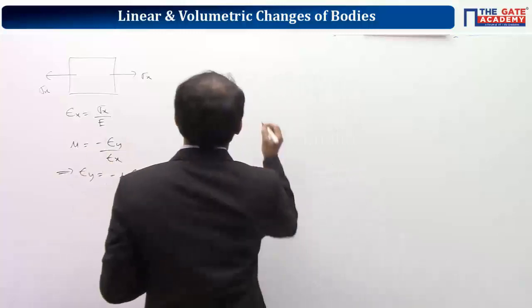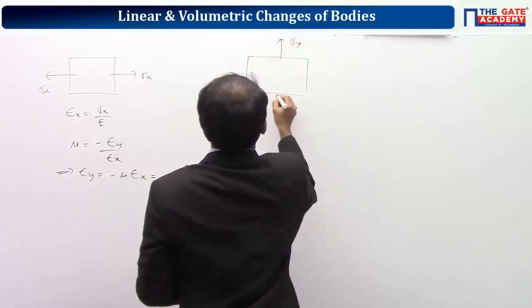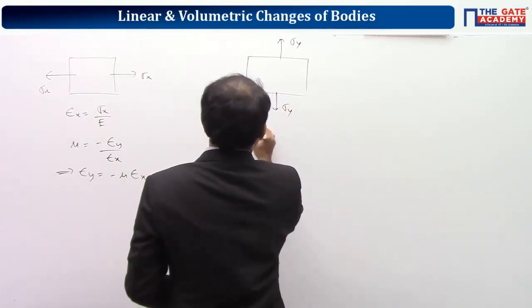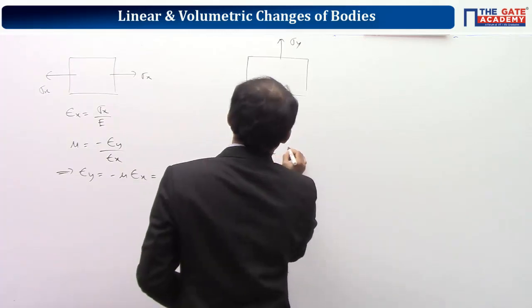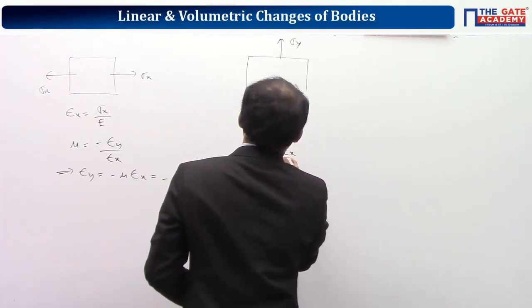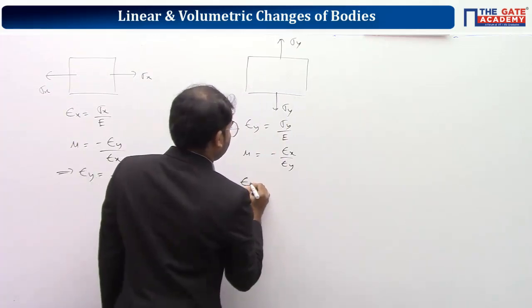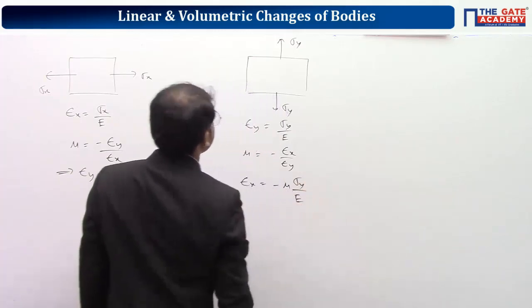I am going with the same member, but another way of application of load. There is normal stress in y direction. So in this case, epsilon y is equal to sigma y by E, and Poisson's ratio is minus epsilon x by epsilon y because load is applied in y direction. This gives us epsilon x value as minus mu into sigma y by E.